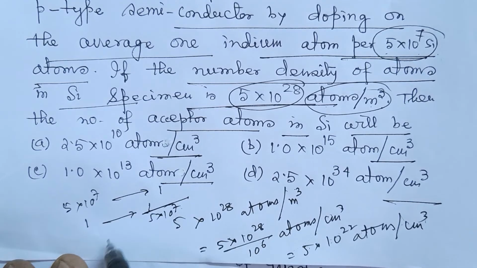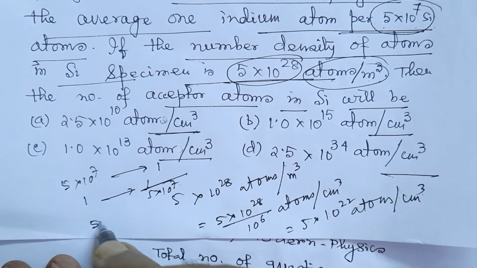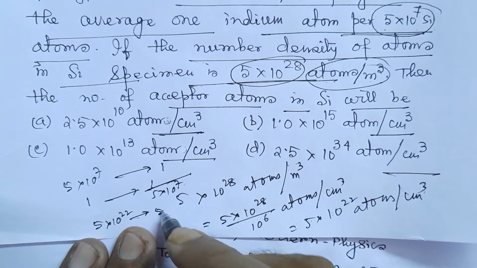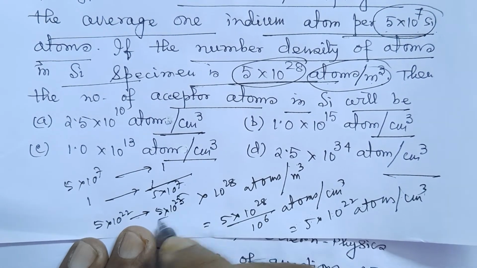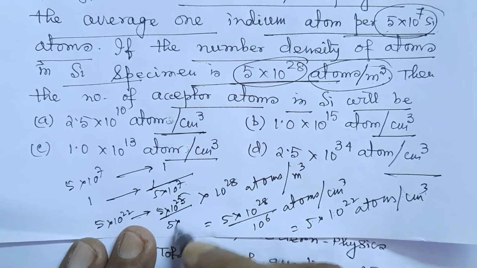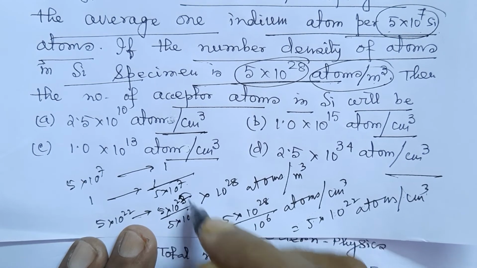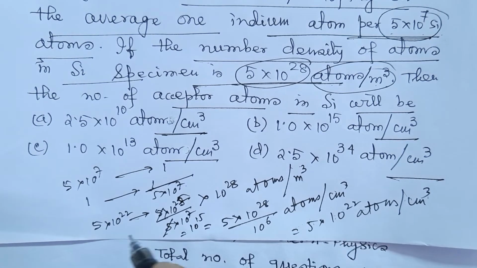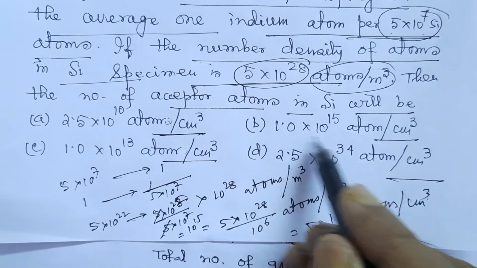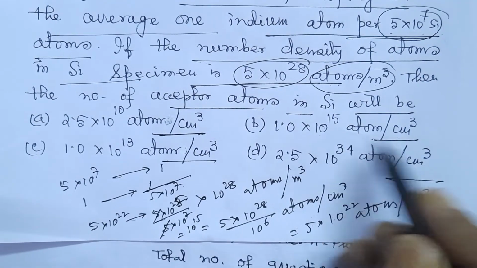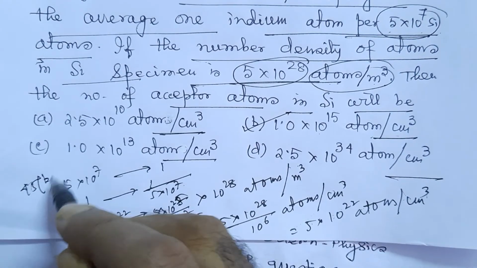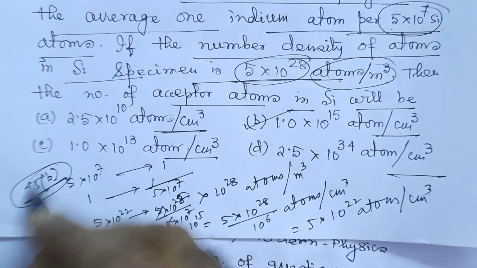So for 5 into 10 to the power 22 silicon atoms, it is doped with 5 into 10 to the power 22 by 5 into 10 to the power 7. That is 10 to the power 22 by 10 to the power 7, that is 10 to the power 15. So the answer is 1 into 10 to the power 15 atoms per centimeter cube. So B is the correct option. So question number 45, that is our last question, has correct option B.